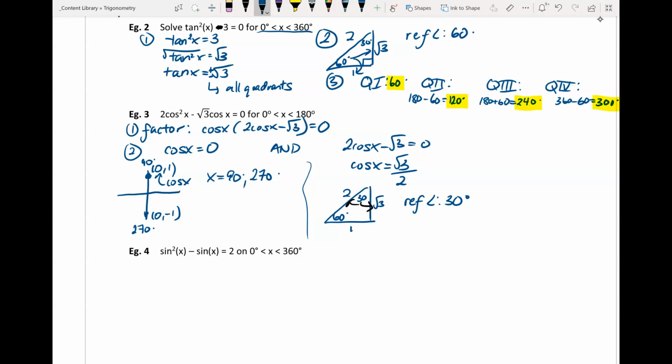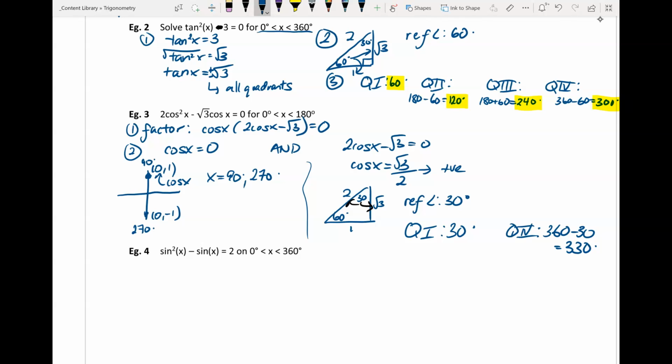Take note that this is positive, which means that we're looking at quadrant 1 and quadrant 4, because that is where cos is positive. So our angle from quadrant 1 is just 30 degrees, and the angle in quadrant 4 would be 360 minus 30, which is 330.